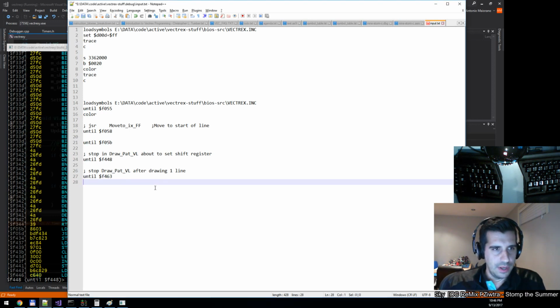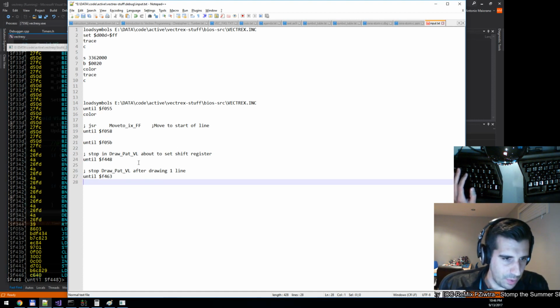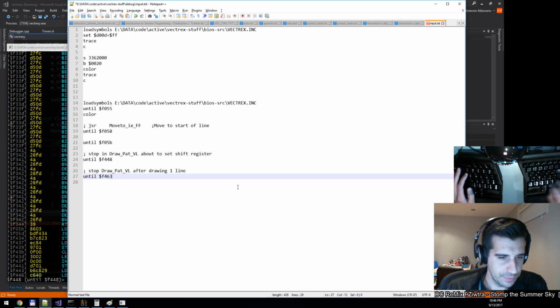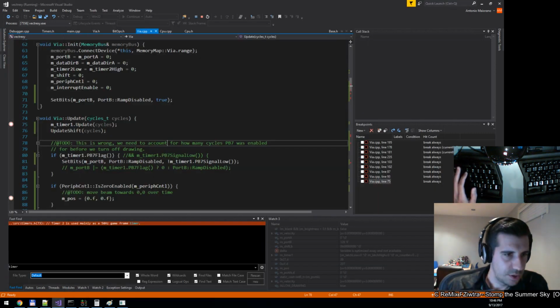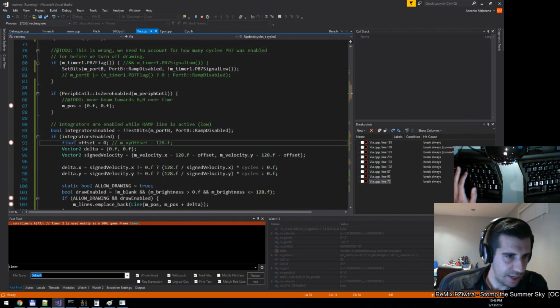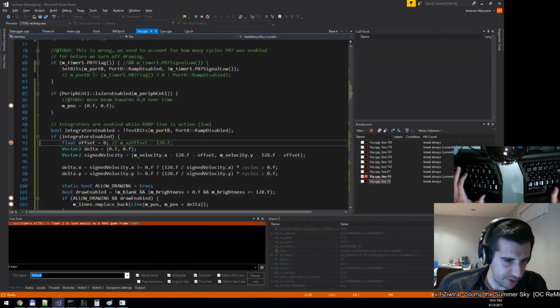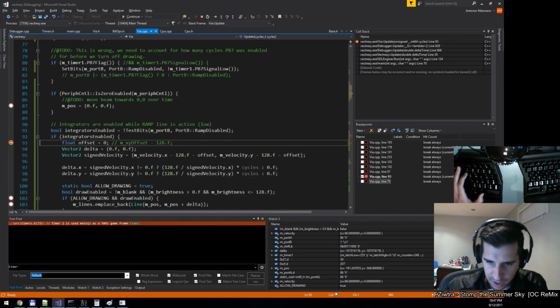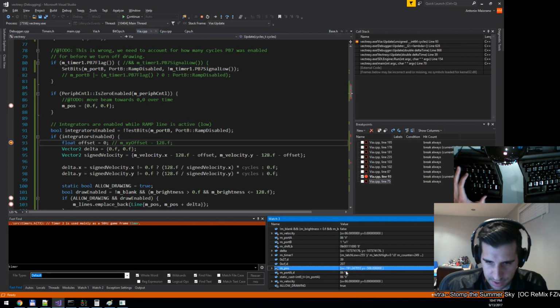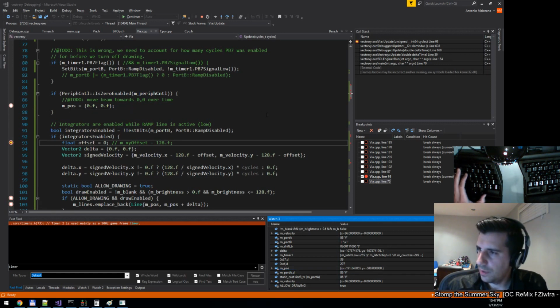So, okay, basically I'm at the point where I'm about to draw the first line. So what we could do is put a little breakpoint here again, and we'll run until F463. So here we are. Bit surprised. What?